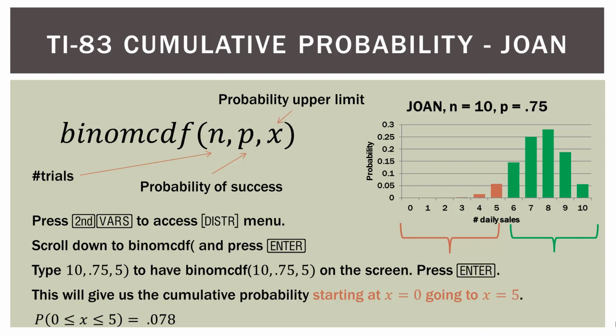And that is 0.078. So if we add up all the bars in the orange section of our distribution, they will add up to 0.078. And that should make sense. Look at the bar at 5. Well, right there, it's a little bit more than 0.05. Then the height of the bar for 4, that's probably 0.01 or so. And then we add that to the bar for 5.